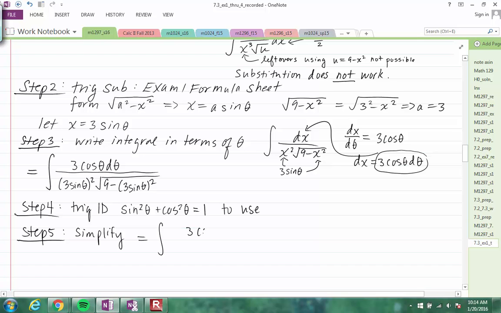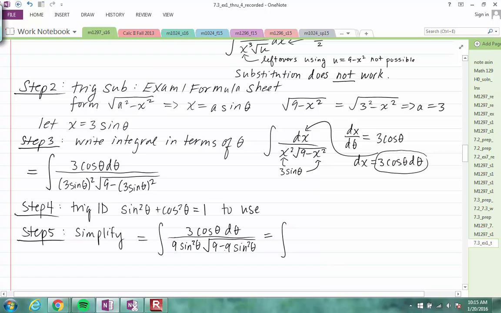I'm just going to rewrite the other stuff. And I'm going to have 9 sine squared root of 9 minus 9 sine squared. You have to be very careful that you are using your exponent properties correctly to get that 9, or this just doesn't work. It shuts down.